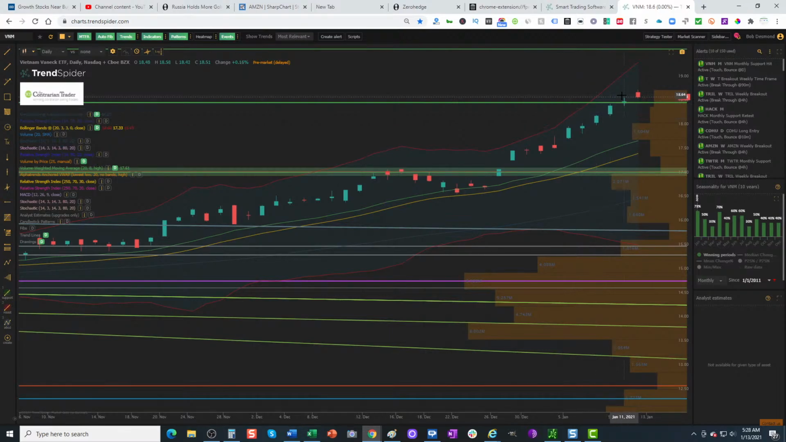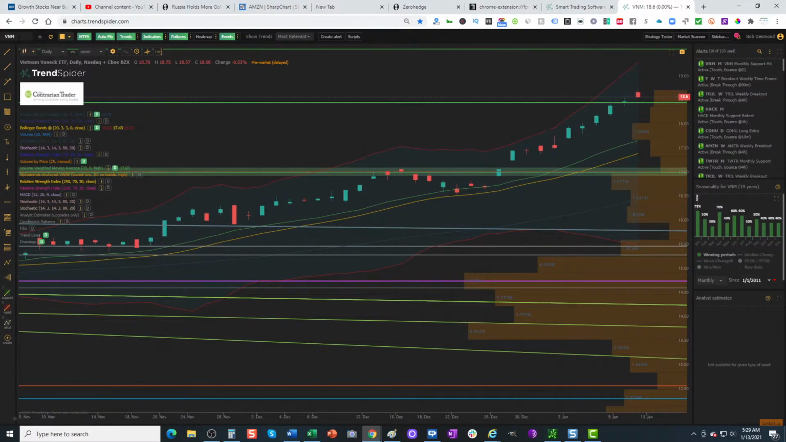But I really want to see a 17 handle before we open it up. And ideally, we're long of it as it pulls back into February and March, if seasonality holds up. That's not always the case, though.